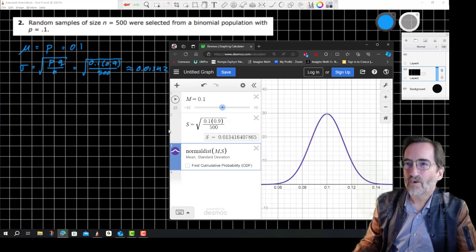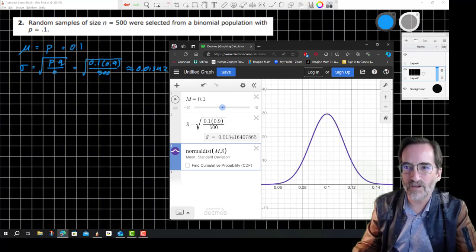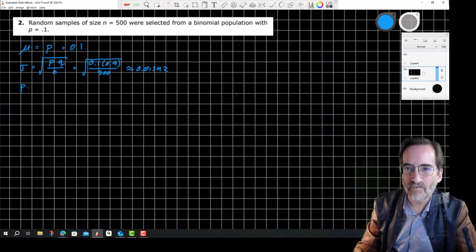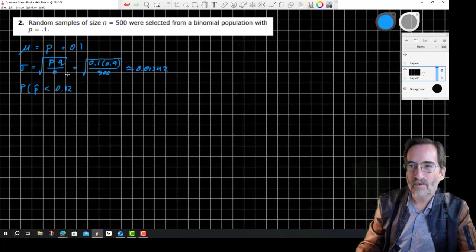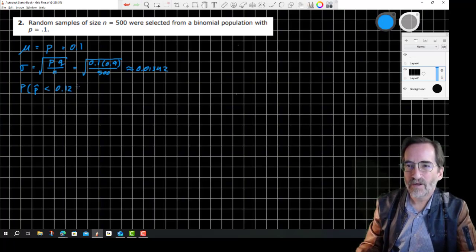Okay, and we're interested in this particular case in the probability that p hat is below a value. So we take one particular sample. What is the probability that p hat, the ratio of wins to total, is less than 0.12? Now the mean is 0.1, so this is above the mean. So this is going to be a rather large percentage. What is the probability that p hat is less than 0.12?